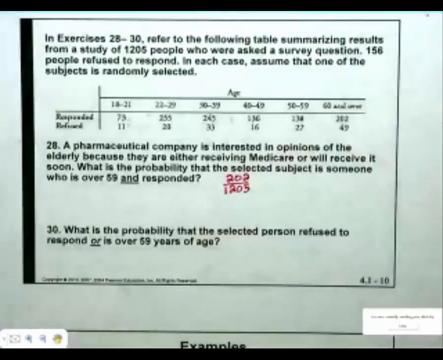I'm not going to write that as a decimal. It'll allow us to go just a little bit faster. You know how to do that now. What's the probability that a person refused to respond or is over 59?